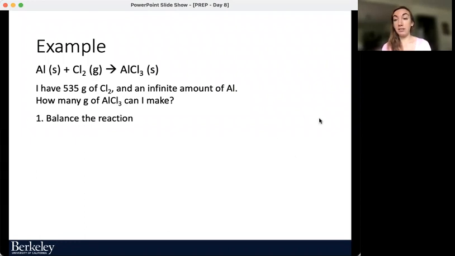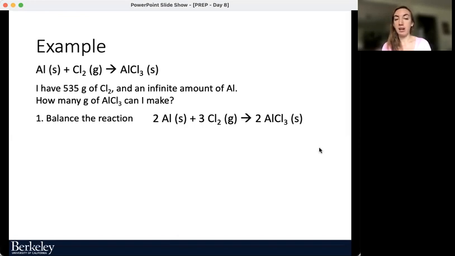So step one is always balance the reaction. Right now I have 2 chlorines on the left and 3 on the right. This is not allowed. Don't do it. So I'm going to balance my reaction. And what I'm going to get is 2 aluminums plus 3 chlorine gas molecules makes 2 AlCl3. So now I have stoichiometric coefficients that are right and that I'm allowed to use.